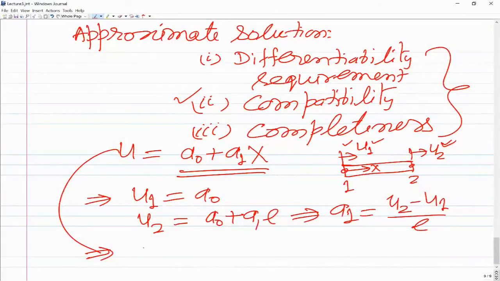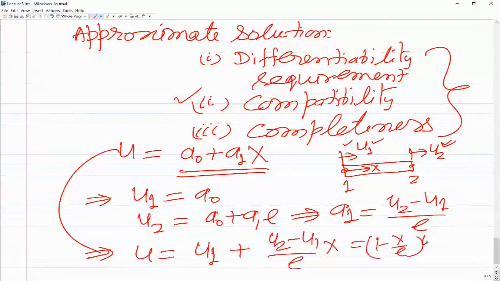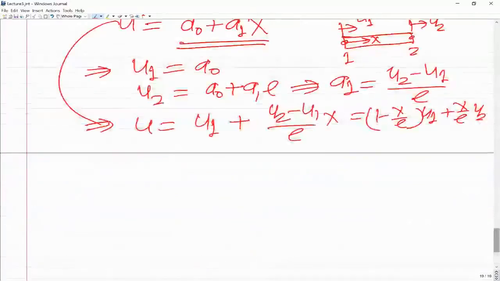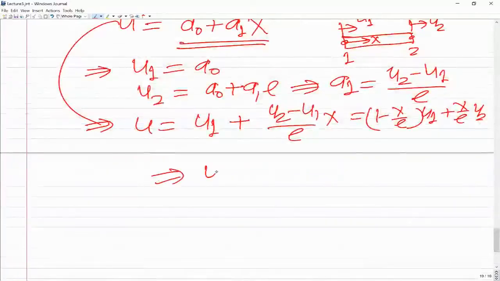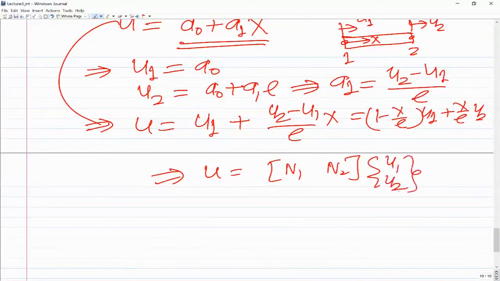Now if you substitute these two in the expression a0 plus a1x, you can write that u will be equal to u1 plus (u2 minus u1) upon L into capital X. Now you can write the u1 terms together, so you can write (1 minus capital X by L) into u1 plus (X by L) into u2, and these are nothing but your shape functions. So ultimately you can write u is equal to N1 N2 into u1 u2.